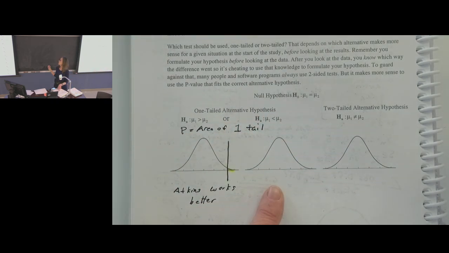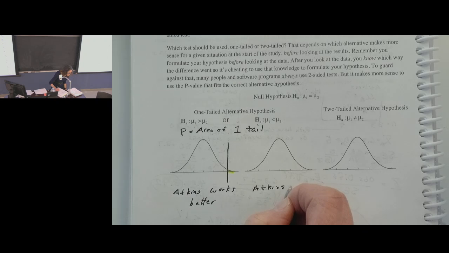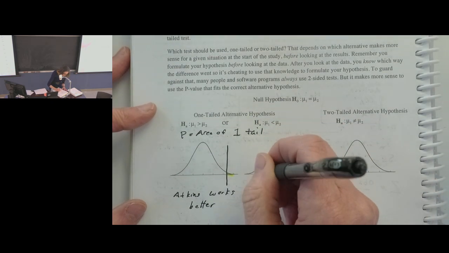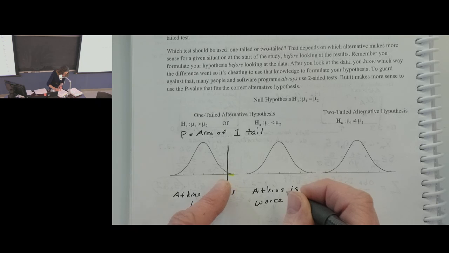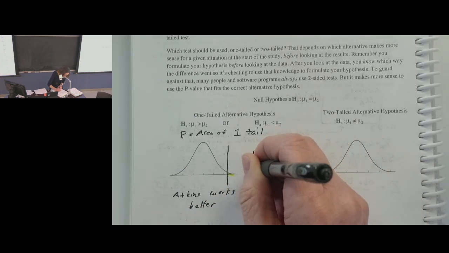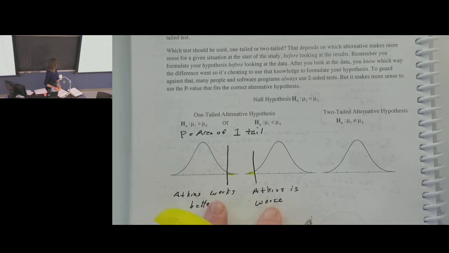Let's say we thought it was worse. Let's say we thought the Atkins worked worse. Then we'd put it here, if the other one worked better. We'd get the same area, the same z, but we'd just put it here. It would be the area of that. And the p-value would be the area of one tail.